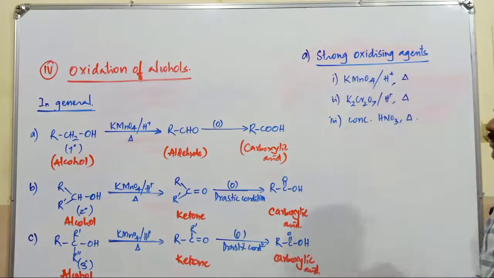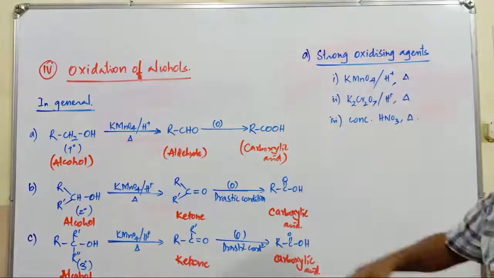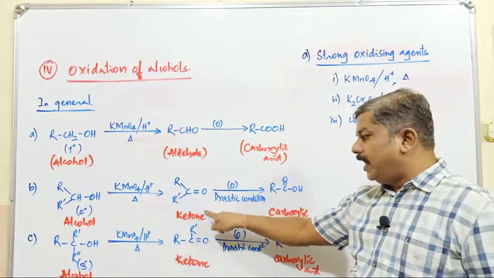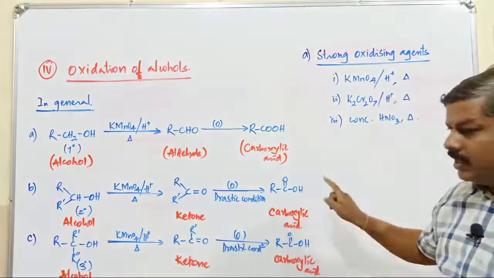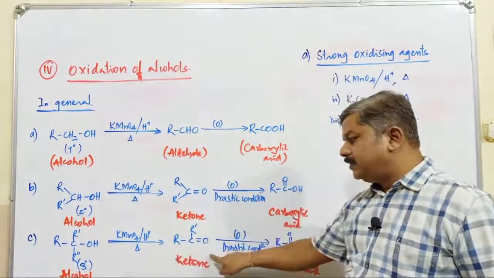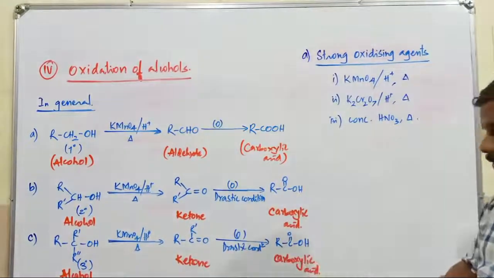In presence of strong oxidizing agents, all these reactions take place completely. Primary alcohol gets converted into carboxylic acid. The intermediate compound is an aldehyde. Secondary alcohol converts into ketone first. Ketone is further oxidized to carboxylic acid in presence of this one. Tertiary alcohol gets oxidized to ketone first. Ketone under drastic condition only gets converted into what?